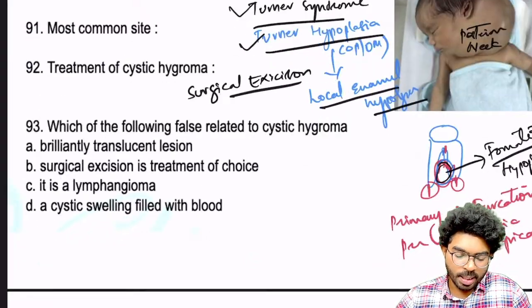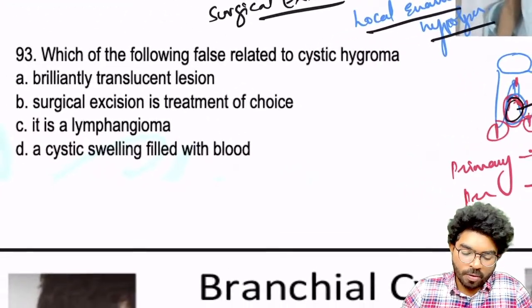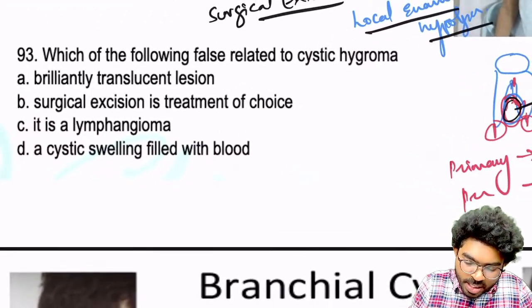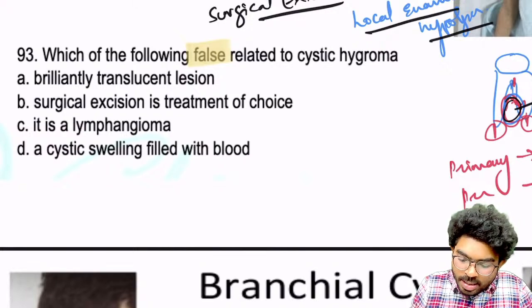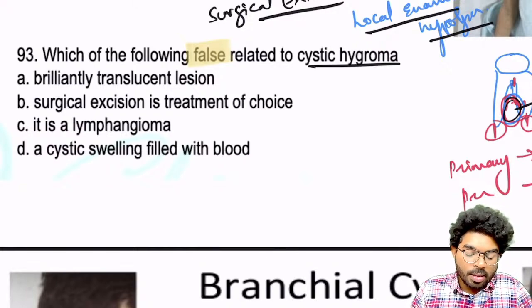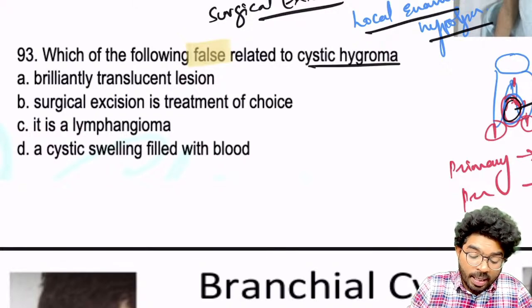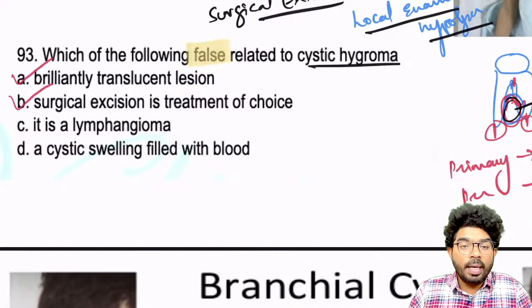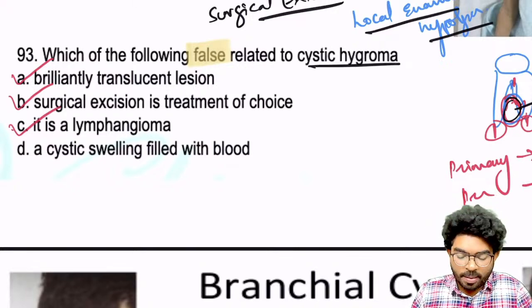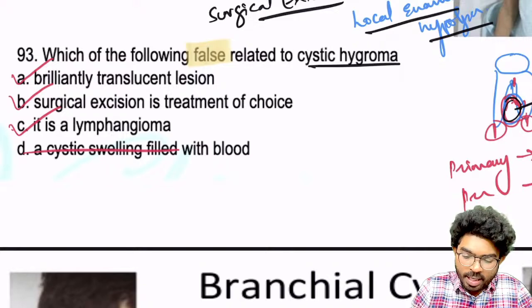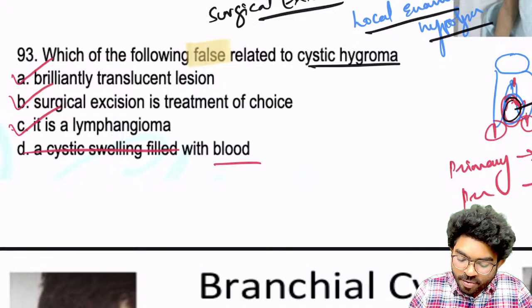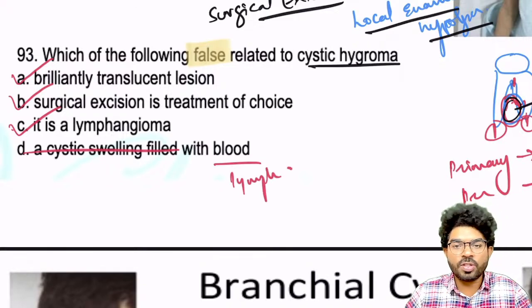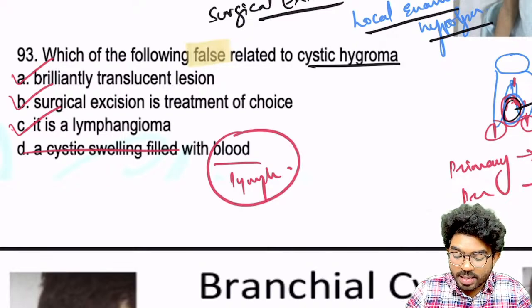Okay, next we'll check out which of the following is a false statement. The keyword in the question is false statement regarding the cystic hygroma. Brilliantly translucent lesion, right? Surgical excision is the treatment of choice, right? It is a type of lymphangioma, right? A cyst filled with blood? No, it is not filled with blood. It is basically filled with lymph. It is lymphangioma, it is filled with lymph. The answer is D.